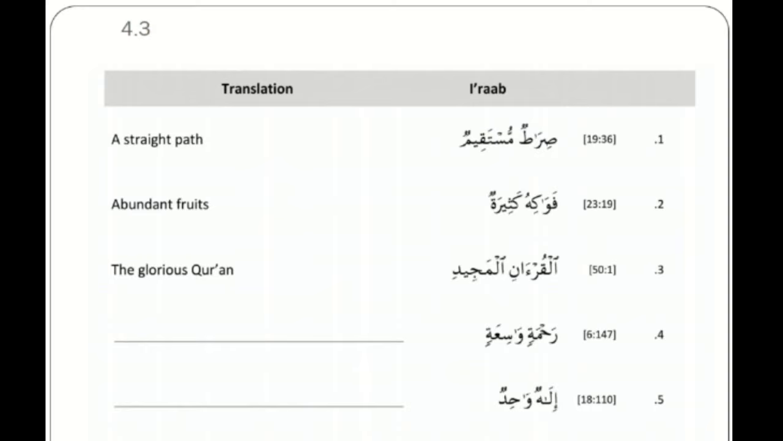So let's go through some practical examples. Open your worksheet quickly. What worksheet is this now? 4.3 I think. Yes, 4.3. Go to the beginning of 4.3. Just find it quickly. Do you remember I told you to leave out a few? Yes. Now you're going to know why I told you.